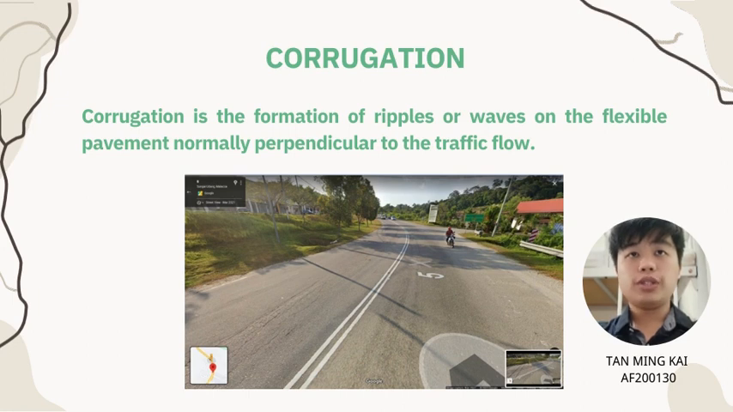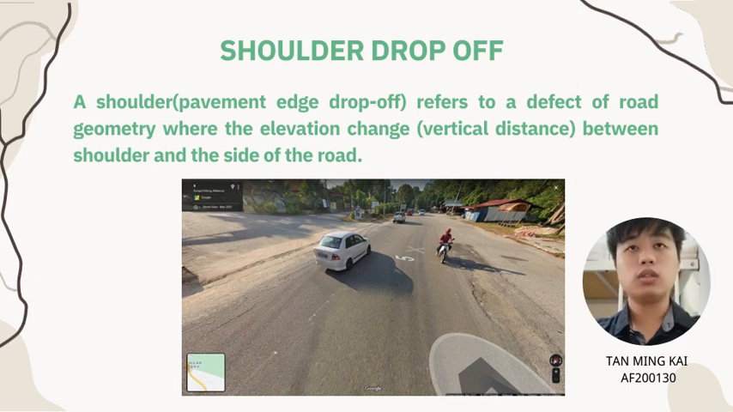Next is corrugation. Corrugation is the formation of ripples or waves on a flexible pavement, normally perpendicular to the traffic flow. Lastly is shoulder drop-off. A shoulder pavement edge drop-off refers to a defect of road geometry where there is a vertical elevation change between the shoulder and the side of the road. That's all from me. I will pass to my teammate.